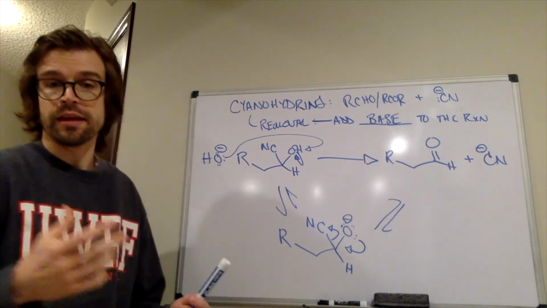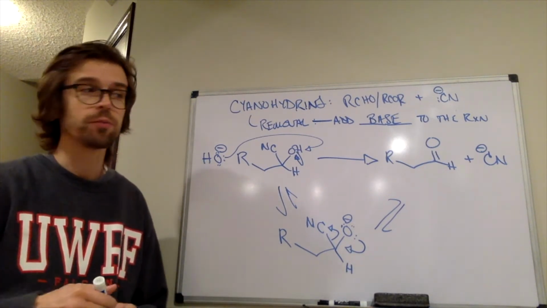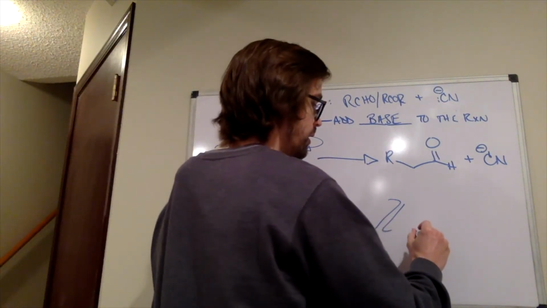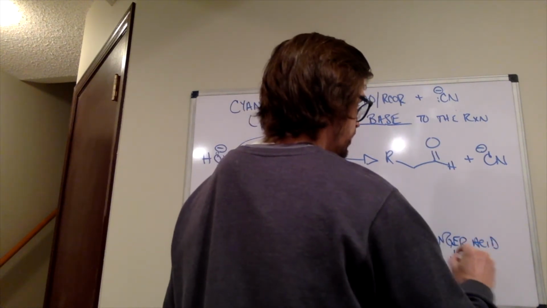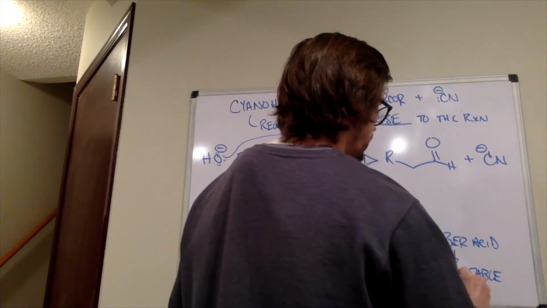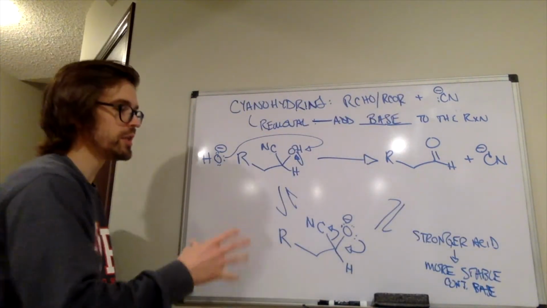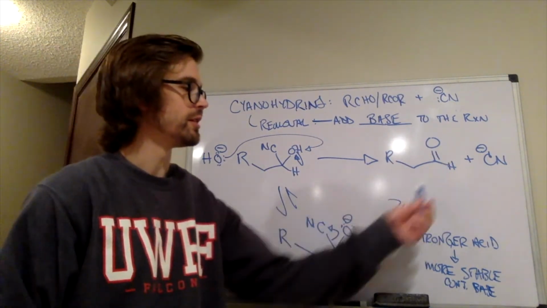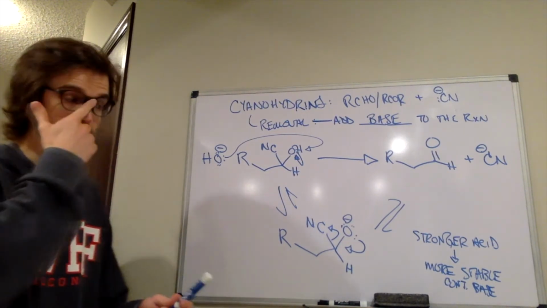Thinking back to our acid-base chemistry, the stronger the acid, the more stable the conjugate base. So let's even write that here. Stronger acid, more stable conjugate base. So take a minute, write yourself an explanation. Which side of this last part of the reaction is favored, and why? And then come back. So you've done that, great.